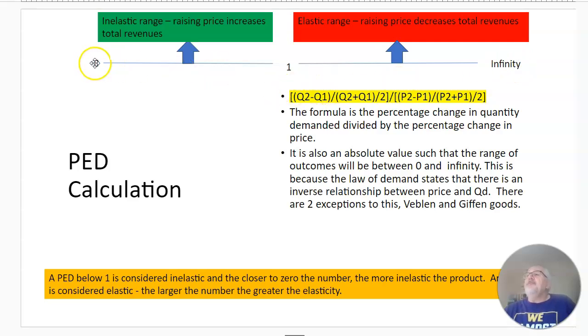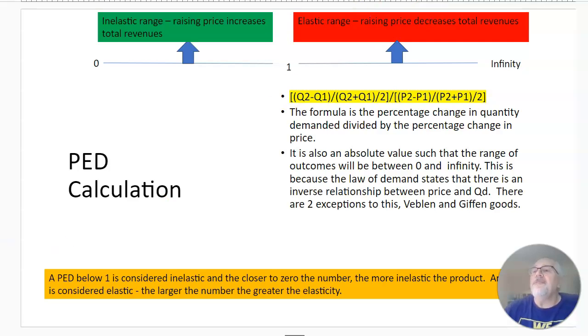Now, if you're between 0 and 1, you're in what's called the inelastic range. And in this range, if you raise the price on the product, total revenues will increase. In this range, above 1, this is the elastic range. So if you raise the price, you're going to decrease total revenues.